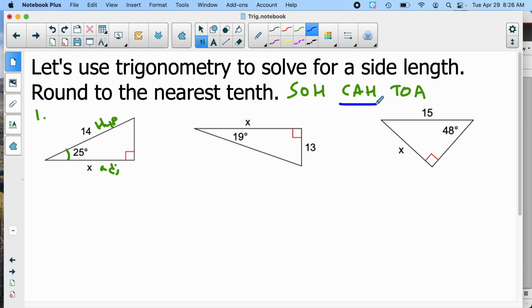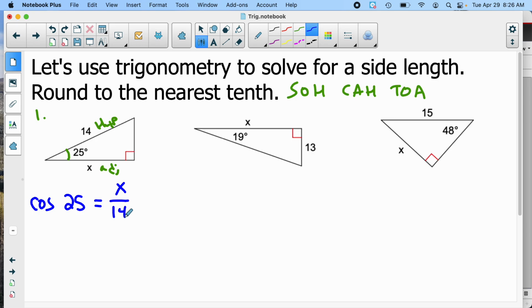And how do I know that? Because I'm looking for the adjacent side. I'm looking for the A. And I know the hypotenuse. I know the H. So which one has A and H in it? It's cosine. So here's how I write my equation. I always start with writing the cosine of the angle, cosine 25. And that equals the adjacent side over the hypotenuse. Cos 25 equals x over 14. That's the equation that I'm going to write.